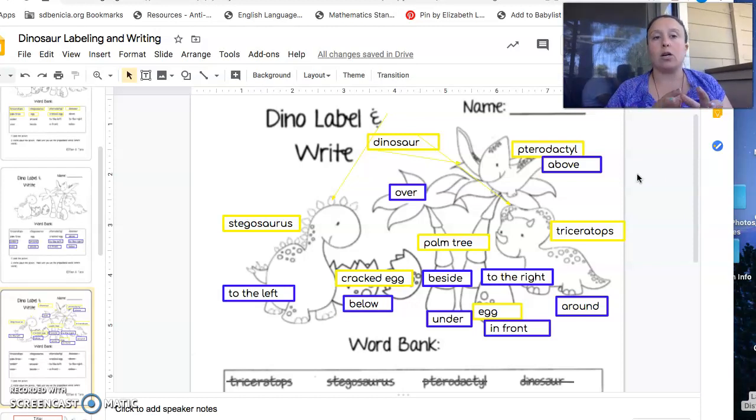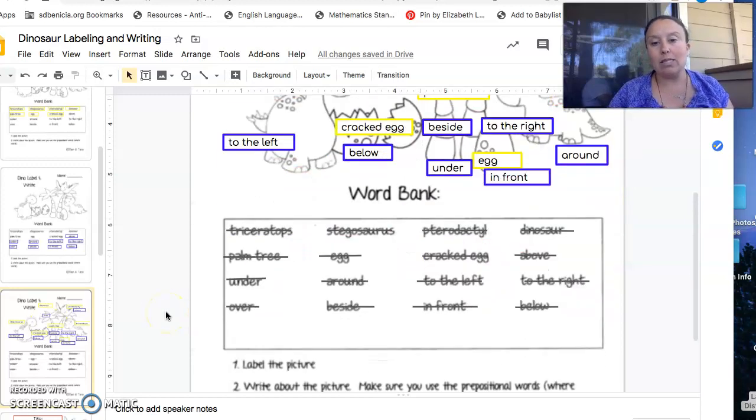And what it does here is that this is a way for us to brainstorm how to write our next part, which is a story. So it gives me examples. I can talk about a cracked egg, Triceratops, pterodactyl, stegosaurus. I can use the term dinosaur. I can also use these prepositions and prepositional phrases: over, below, under, around, in front, to the left, above. And by having them all there, it gives me an idea of where I'm going to go. And you can see that all of mine are crossed out, so I make sure I used all of them.